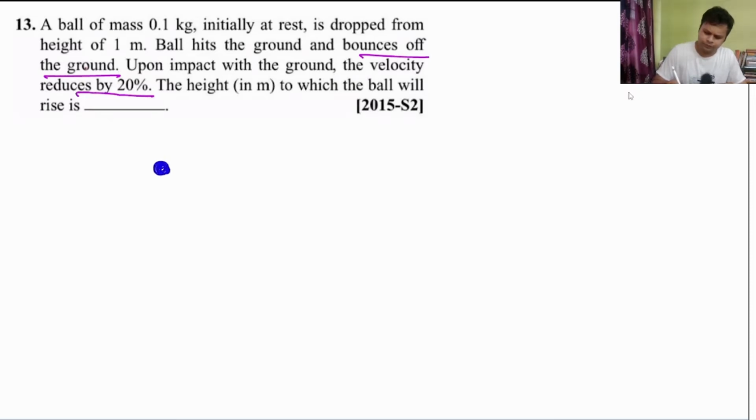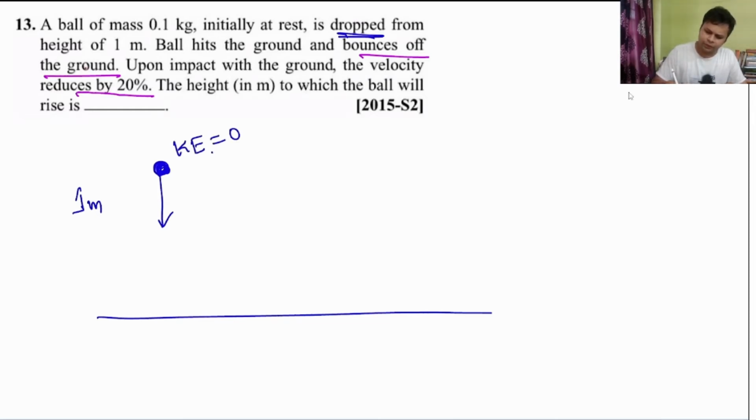So this is the ball. Let me say this is the ground. So it fell from a height of 1 meter, right? Initially it is dropped, so initial kinetic energy is 0. Initial potential energy is equal to mgh, right?